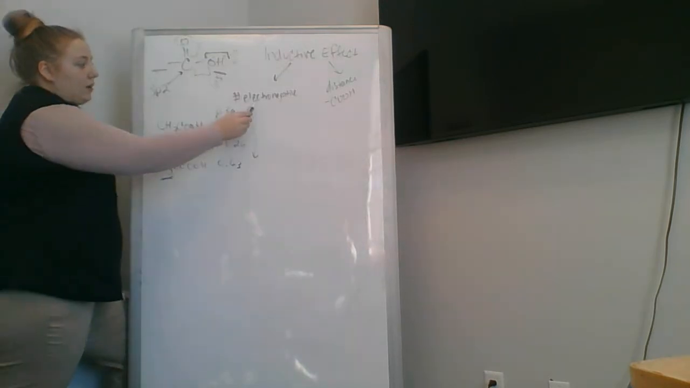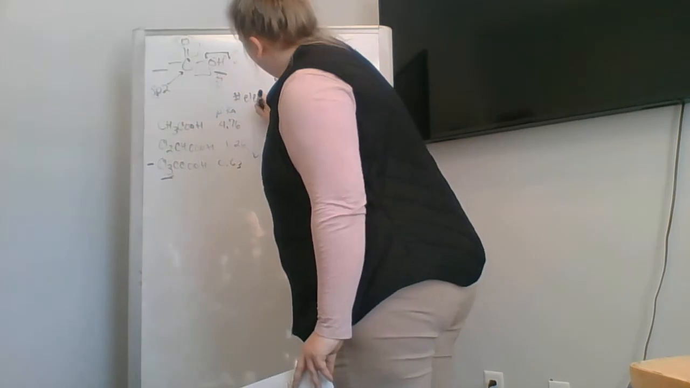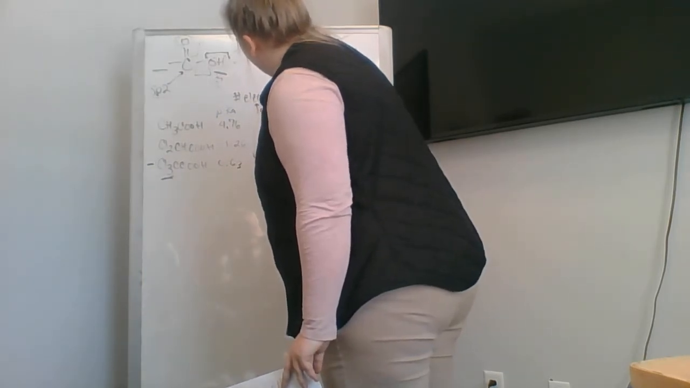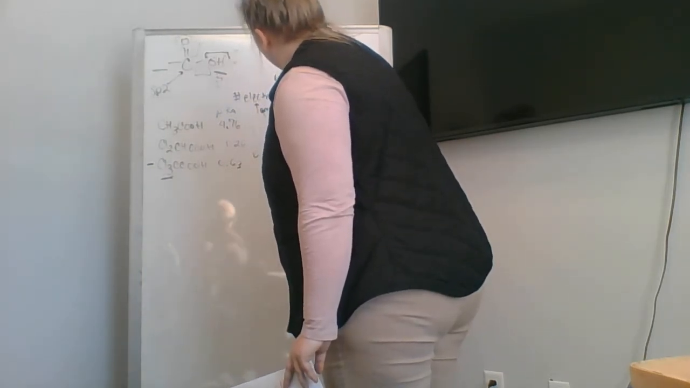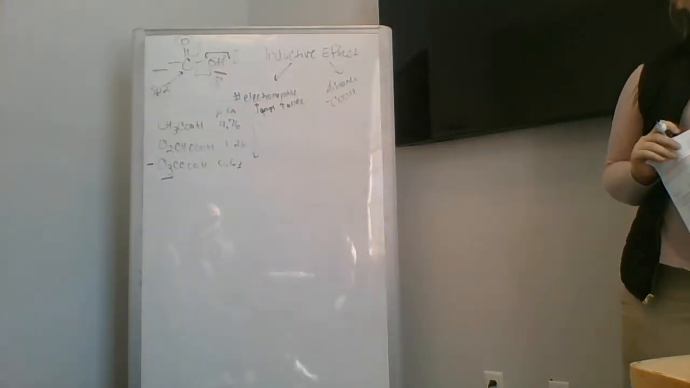So that's the first part: the number of electronegative groups. The more groups you have, the more acidic, the stronger, or the lower the pKa. Either way you think about that.